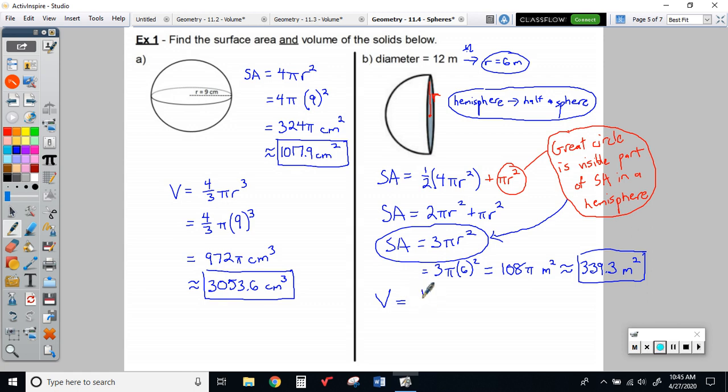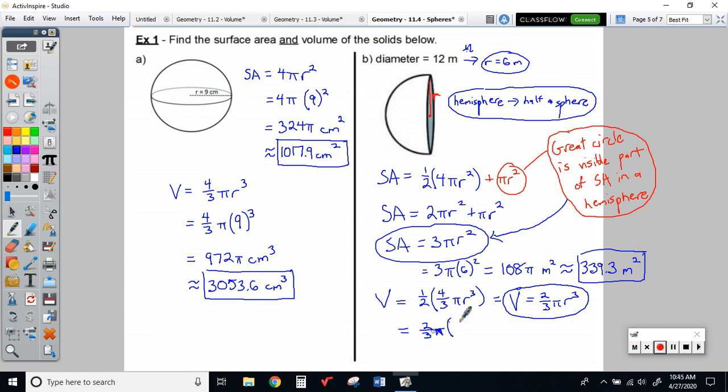So for the volume, we're taking half of the normal formula. 1/2 of 4/3 pi r cubed. There is no extra part here. There's no extra thing that would be filled up. So if you wanted to use this as a shortcut formula for hemispheres, you'd be welcome to do that as well. So this is a shortcut formula for surface area of hemispheres, shortcut formula for volume of hemispheres. So this would become 2/3 pi times 6 cubed.